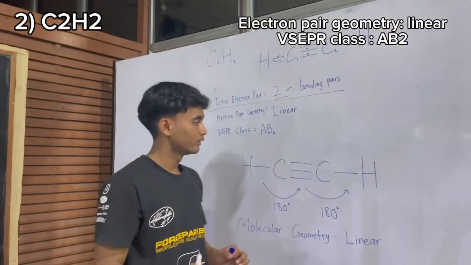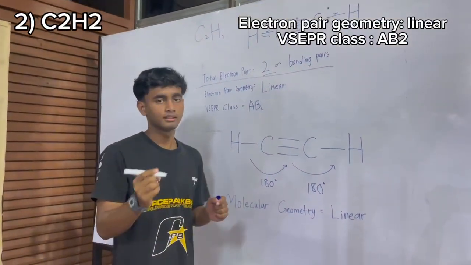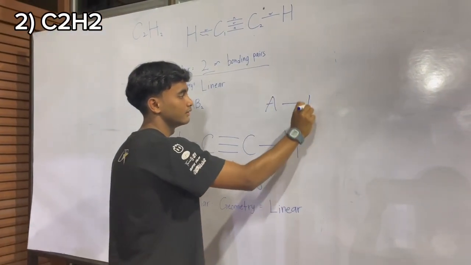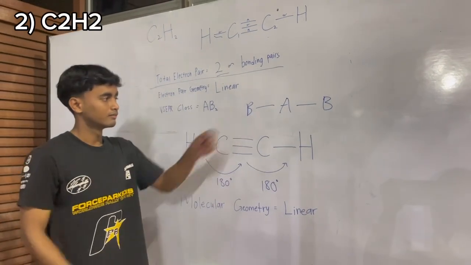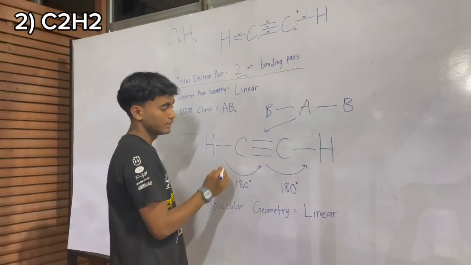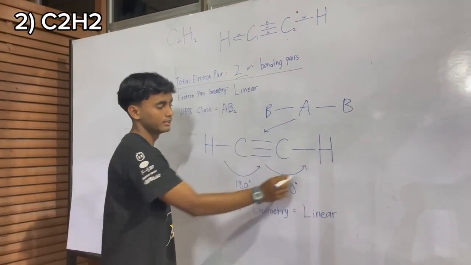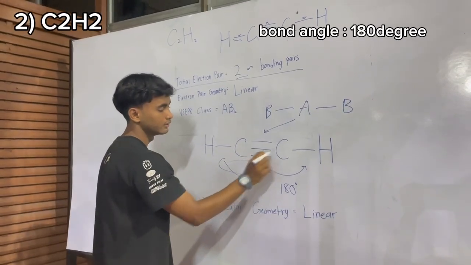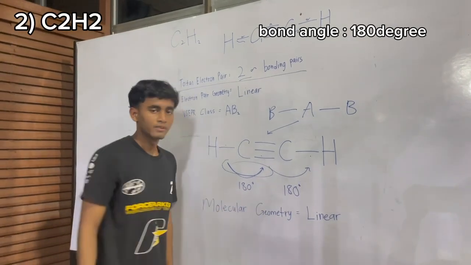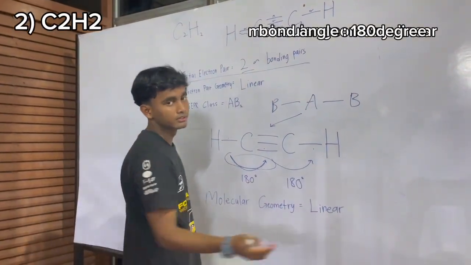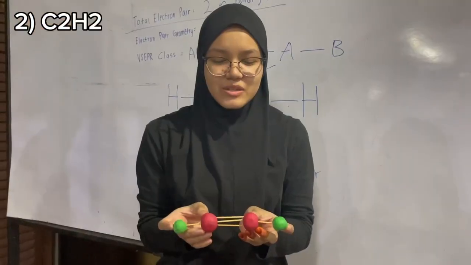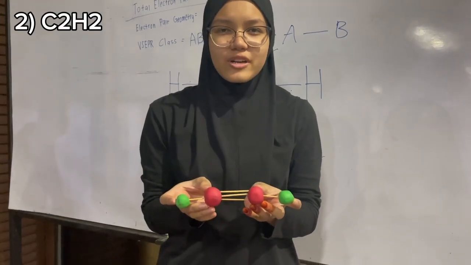So when we want to draw its molecular geometry, we must start from its skeleton. So we must start from AB2. We know it's A, B, and then B. So from this we can draw like this because there are two different central atoms. So its bond angle is 180 and 180 because there are two bonds here and here. So there are 180 degrees and 180 degrees. So its molecular geometry will be linear because there are no lone pairs and its VSEPR plus is AB2. So this is the molecular geometry for C2H2.